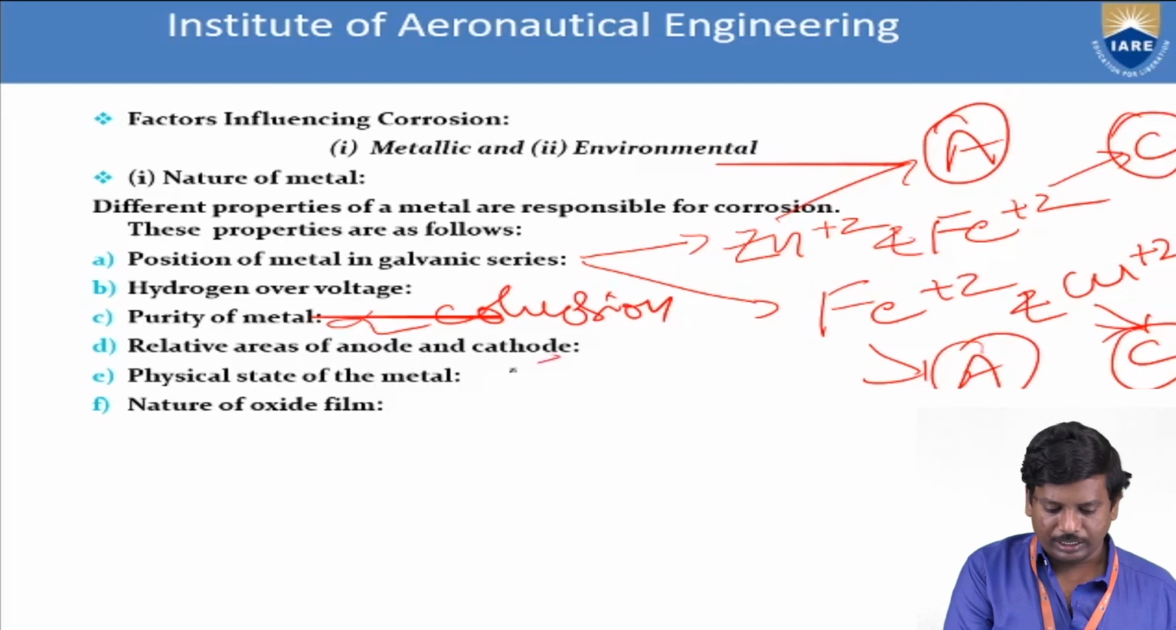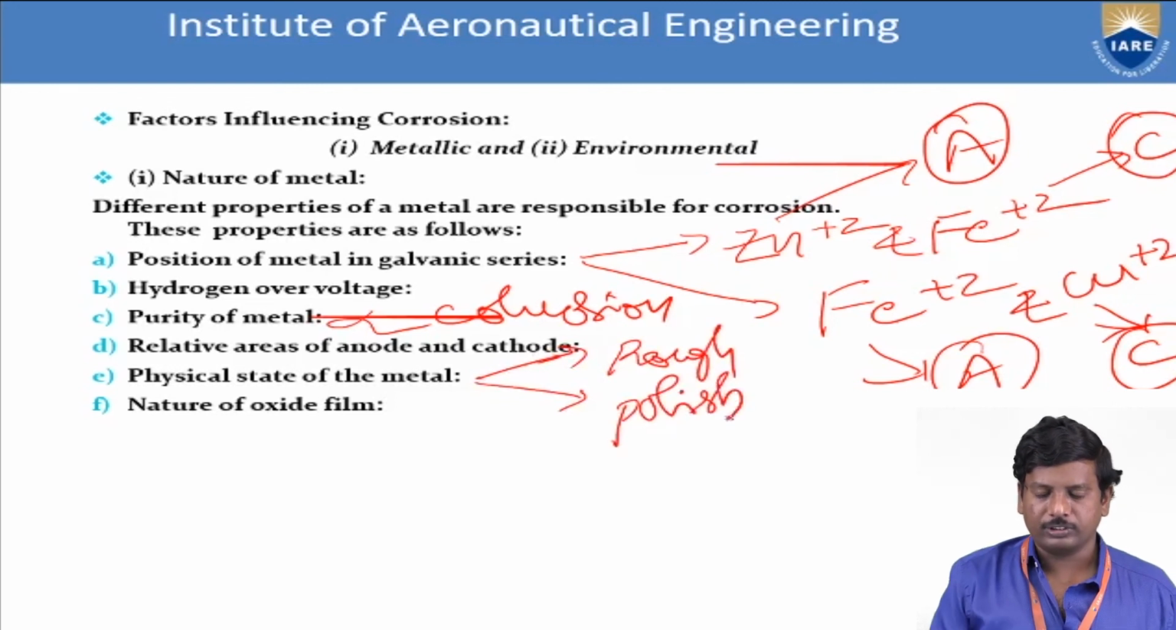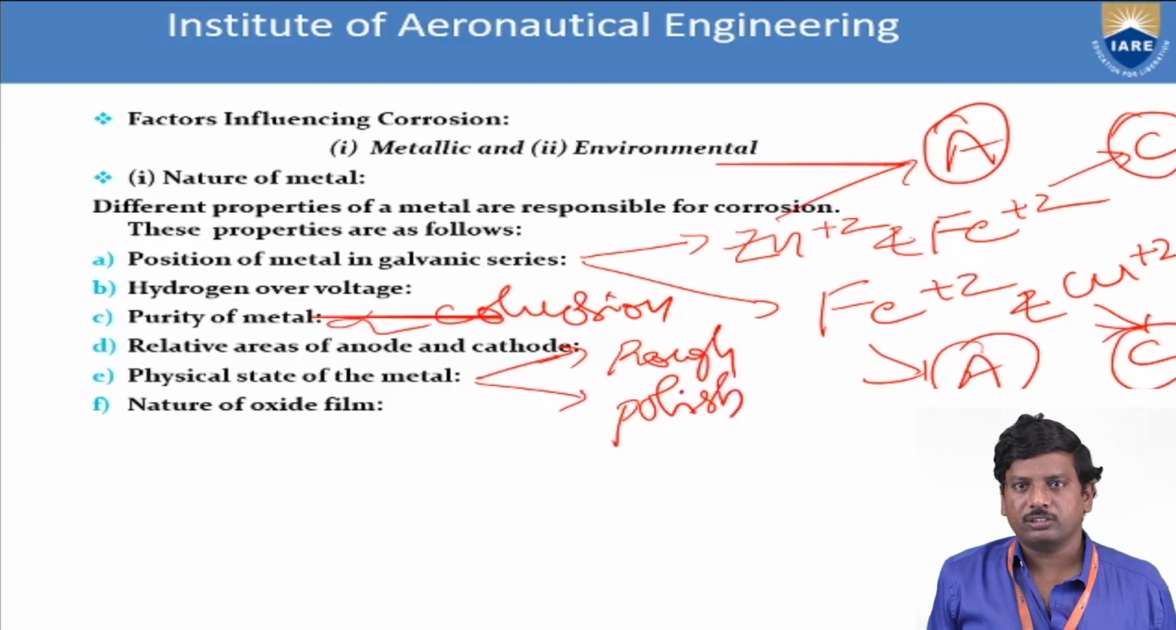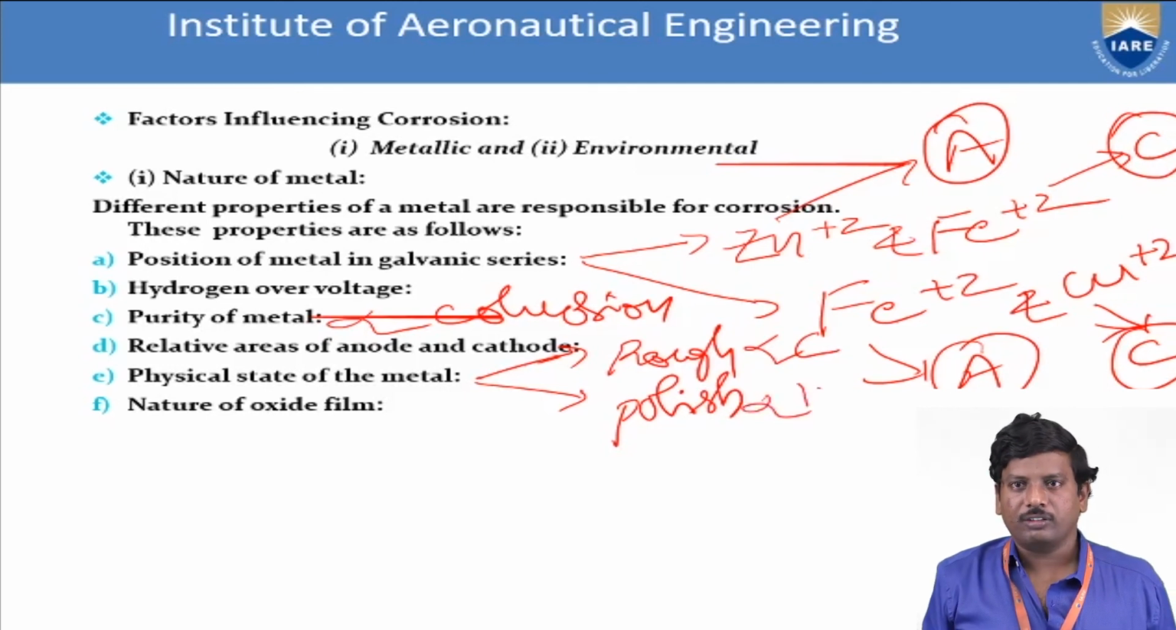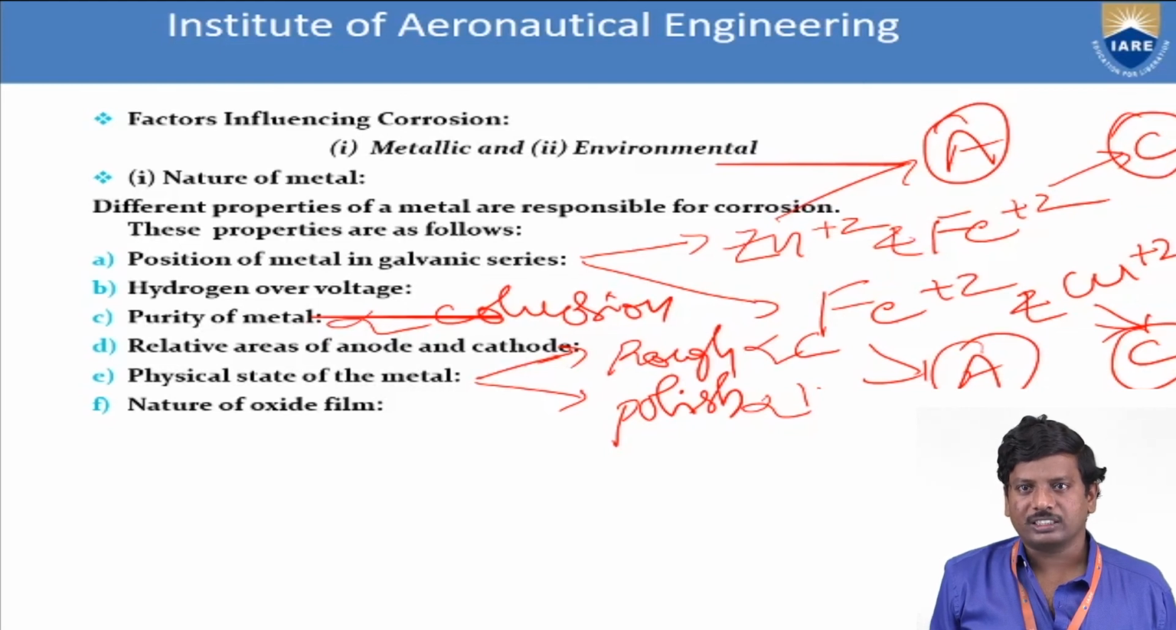The physical state of the metal is mainly of two types: one is a rough surface, and the other is a polished surface. In a rough surface, the rate of corrosion is directly proportional, while in a polished surface, the rate of corrosion is inversely proportional. Why? Because a rough surface absorbs more dirt particles, so the rate of corrosion is more in a rough metallic surface. Whereas in a polished surface, the absorption of dirt particles is less, so it is inversely proportional to the rate of corrosion. And the final one is the nature of the oxide film.